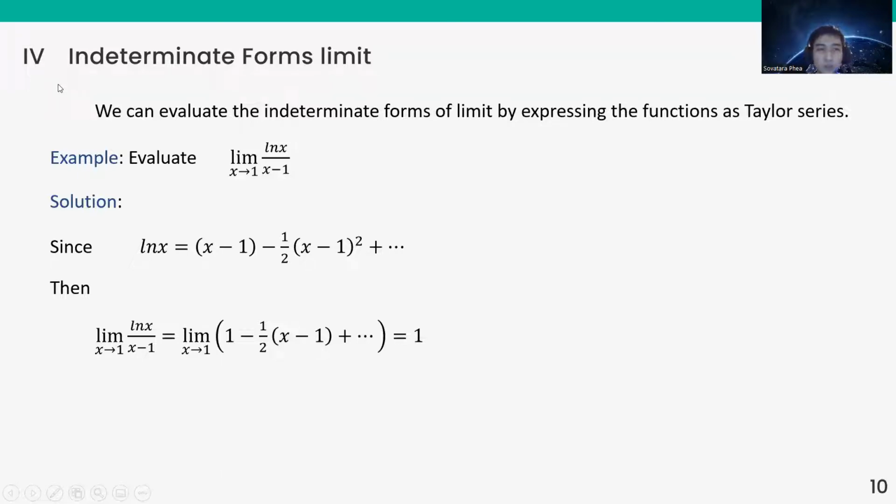So the fourth point, the indeterminate forms of limit. We can actually evaluate indeterminate forms of limit by expressing the functions as Taylor series. For example, we have to evaluate the limit as x approaches 1 of ln x over x minus 1. So the answer, first we have to express ln x as a series. Then we evaluate the limit. So the answer is 1.